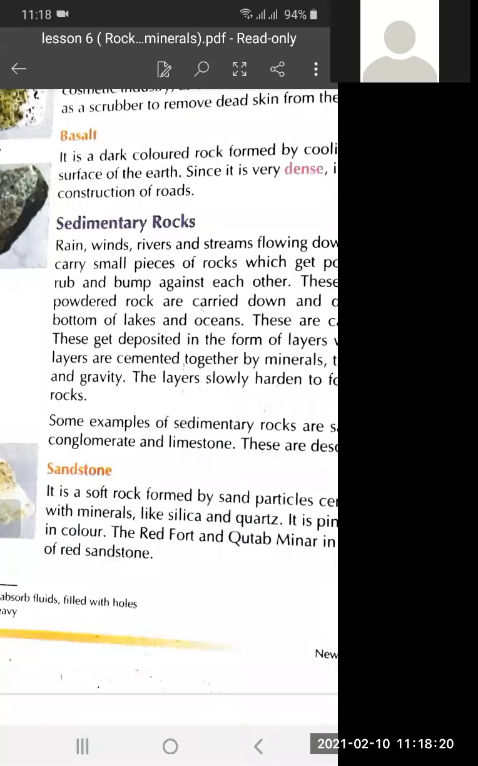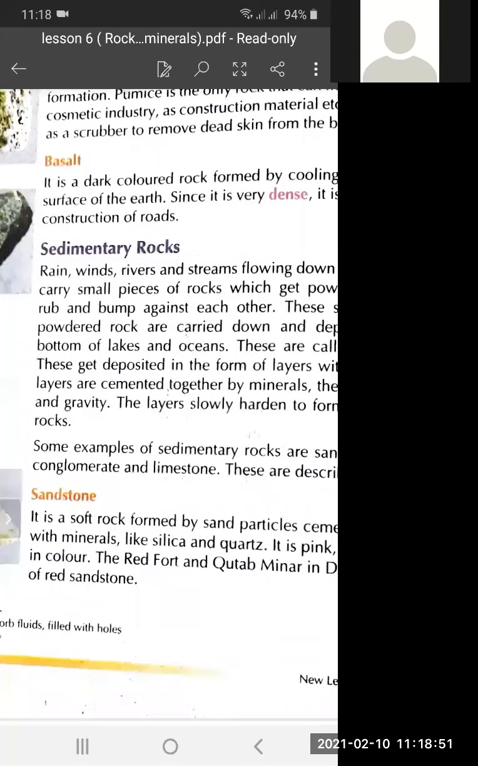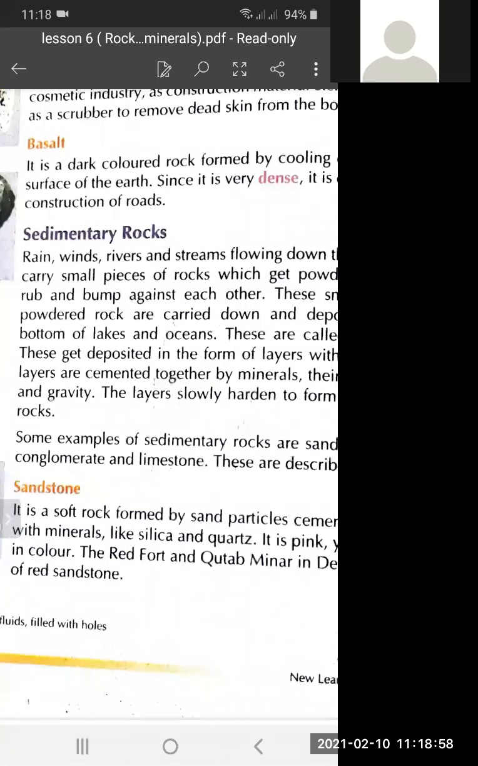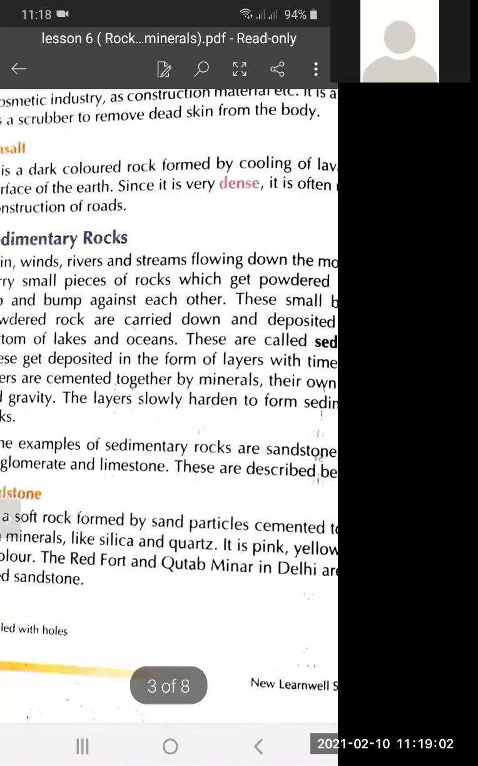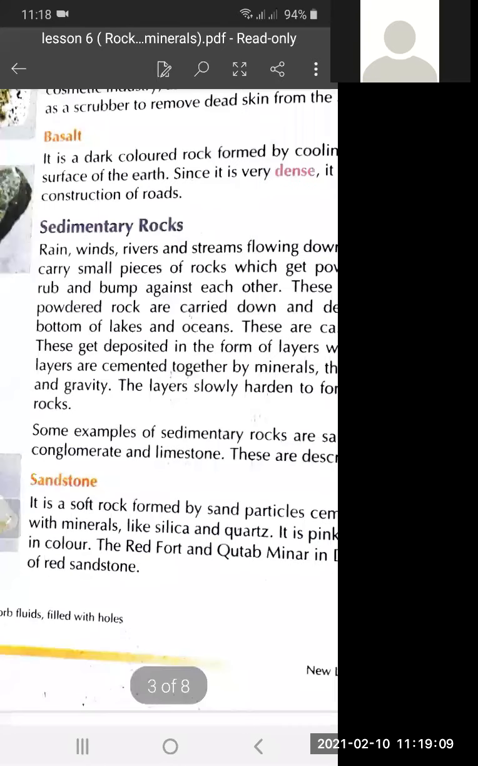Next is the sedimentary rocks. Sedimentary rocks: rains, wind, rivers, and streams flowing down the mountains carry small pieces of rocks, which get powdered as they rub and bump against each other.